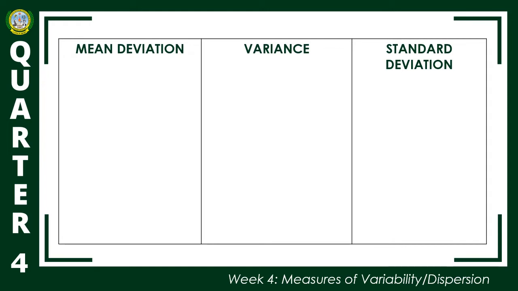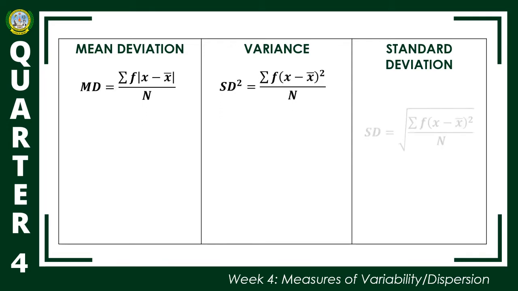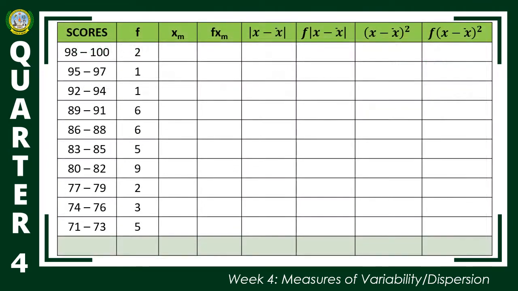Next is we are going to compute for the mean deviation, variance, and standard deviation. Again, ito yung mga formula natin. So, syempre, kakailanganin natin yung mga values na yan, okay, para makompute natin yung tatlo. So, paano natin makukuha yung values? Of course, we are going to construct the table. Okay? So, ganito yung magiging table natin, ha? Pinagsama ko na po lahat ng mga columns na kakailanganin natin para dun sa tatlo. Okay? So, ito po yung table na ating gagamitin.